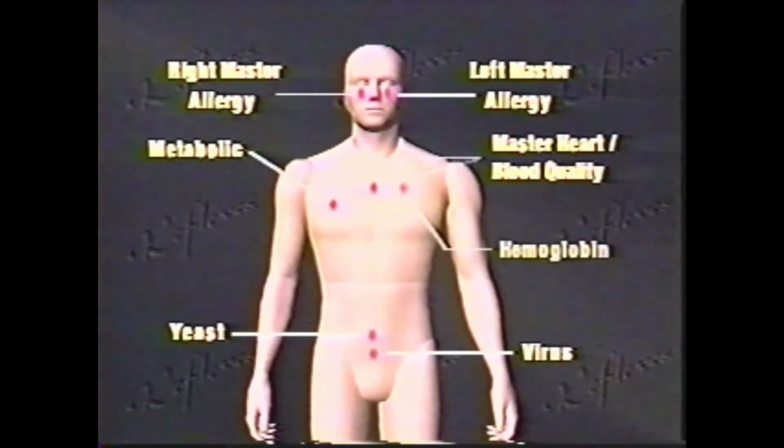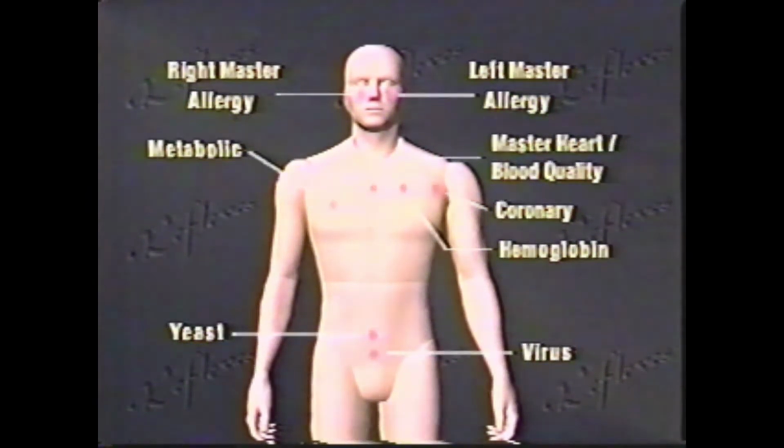Next is the hemoglobin reflex. It's located about 1.5 to 2 inches to the left of the master heart reflex. The last of the 9 main reflexes is the left coronary reflex. This reflex can be found just beneath the lung reflex in line with the armpit.